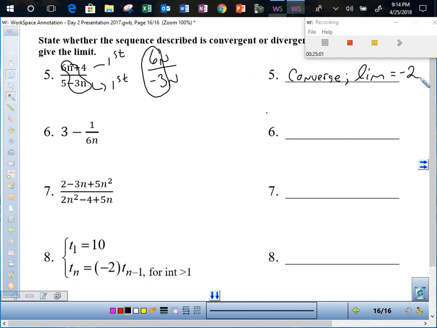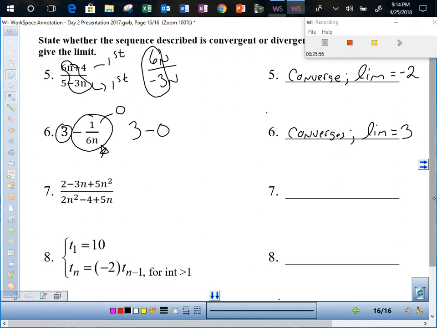Here goes your number 6. I'd like to find the limit of that. Since there's a constant involved, my limit is at least 3. Now, let's look at 1 over 6n. The highest power is in your denominator. Whenever your highest power is in the denominator, this part has a limit of 0. So I'm going to have 3 minus 0. So this sequence converges and also has a limit of 3.